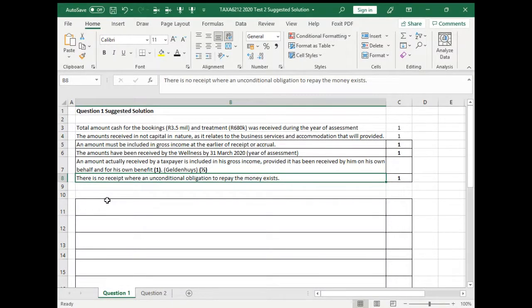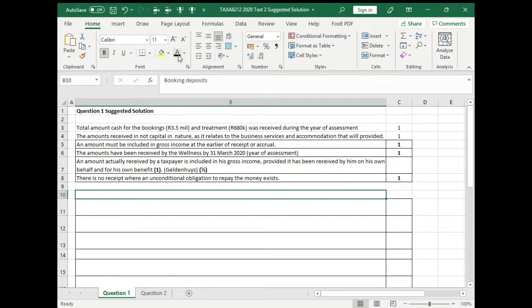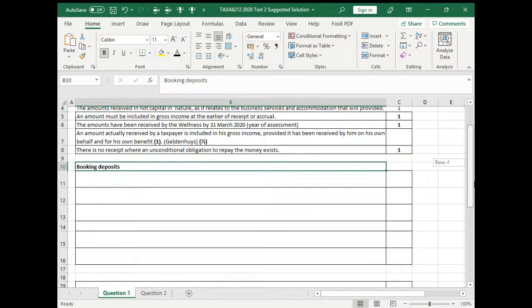Now what we have to do is discuss the two different types of deposits separately, because with the one, they forfeit it altogether, so there's no condition or no obligation to repay it if they don't take the accommodation, and with the other one, there is still a condition that needs to be met. So I've split it between the booking deposits and then the treatment deposits.